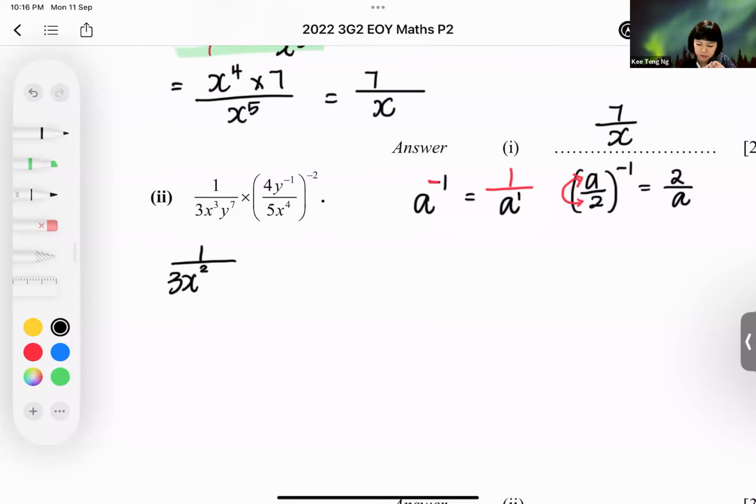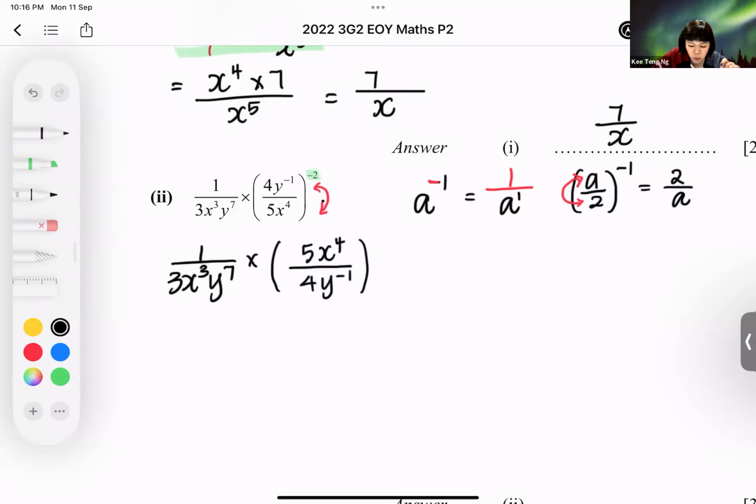I'll keep this first, times. And notice there's a negative power. I'm going to switch the whole fraction over here first. Okay, switch this whole fraction, but I keep everything inside the same. Just switch the position. So this one will be 5x to the power 4, 4y to the power minus 1. So I switch this position. That is the effect of the negative sign.